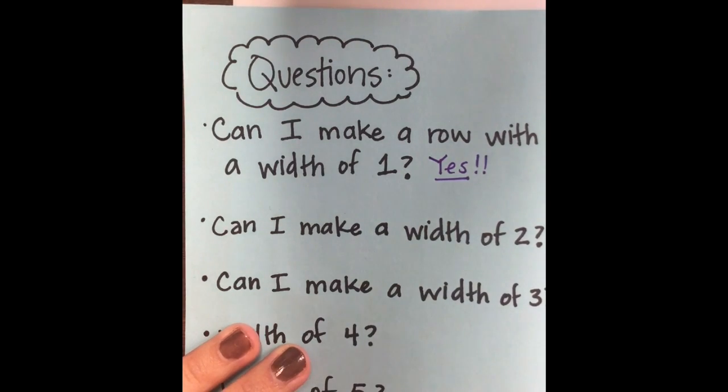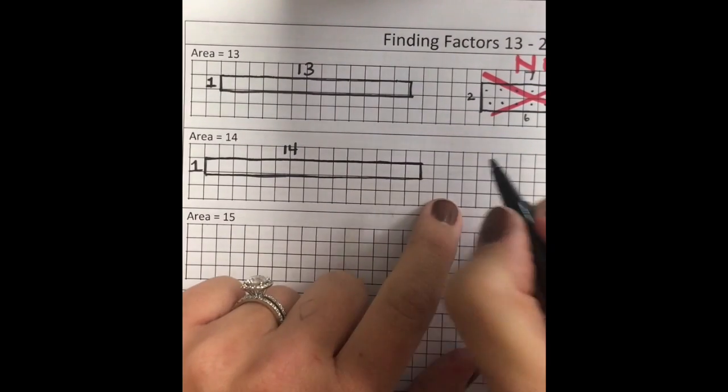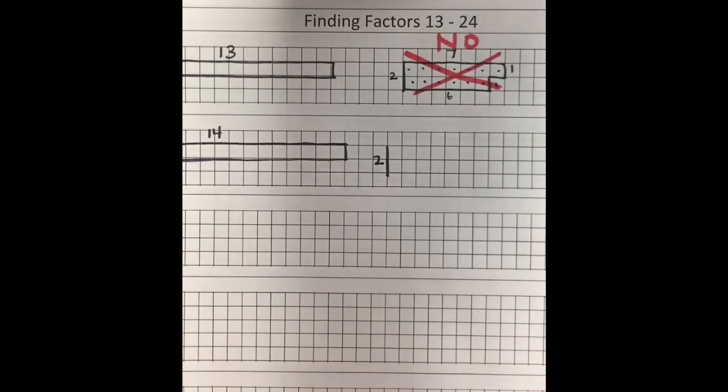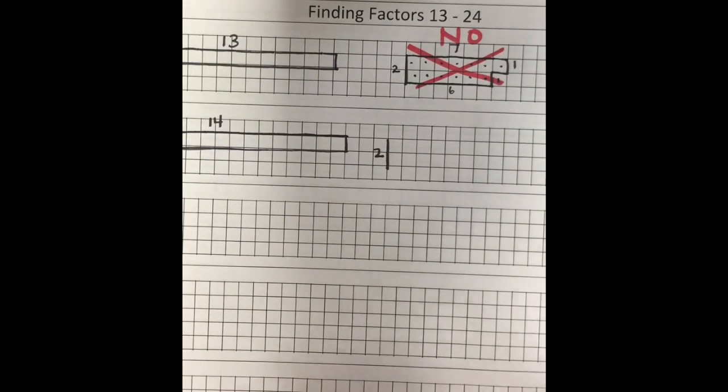Okay, so let's try it. Let's get our page here, and if we have a width of 2, how long could this be, and will this work? I'm going to let you pause the video and explore to see if you can make a rectangle that has a width of 2 and then the area is 14. Work on that now.